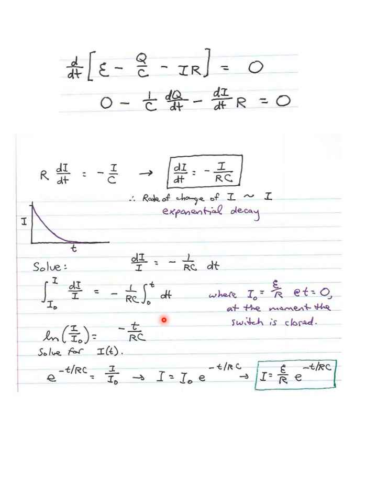So as soon as we close the switch, we turn the circuit on, the stopwatch starts at time equals 0. And what this is going to allow us to do is figure out what is the current at any given time.